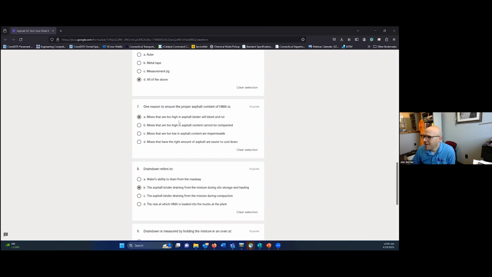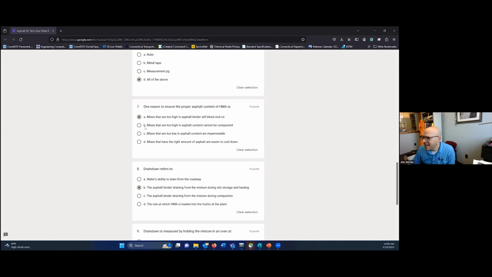Question number 7. One reason to ensure proper asphalt content of HMA is, and we have a couple different options here. Mixes that are too high in asphalt binder will bleed and rut. Mixes that are too high in asphalt content cannot be compacted. Mixes that are too low are impermeable. And then mixes that have the right amount of asphalt are easier to cool down.